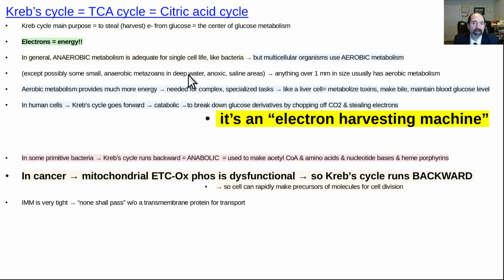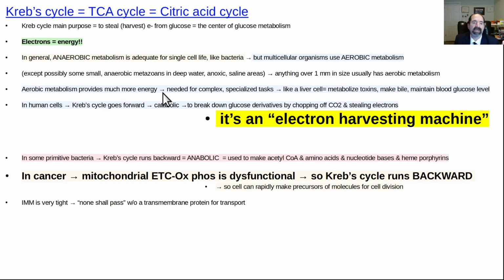Okay, so just a couple points. Stealing an electron is stealing energy. Anaerobic metabolism is good enough for a lot of single cell life like bacteria. But essentially all multicellular life runs on aerobic metabolism. Yeah, there's some potential rare exception in deep water, anoxic water with a lot of salt in it. But in general, it's a reasonable thing to consider that basically all multicellular organisms use aerobic metabolism. In general, that's true. Minor exceptions really don't matter for our concern.